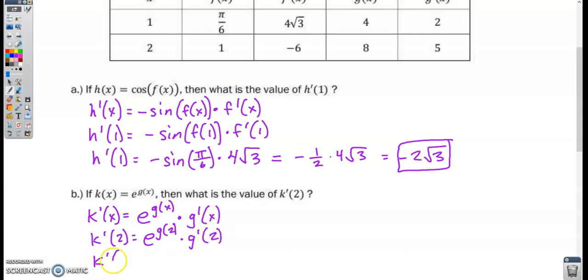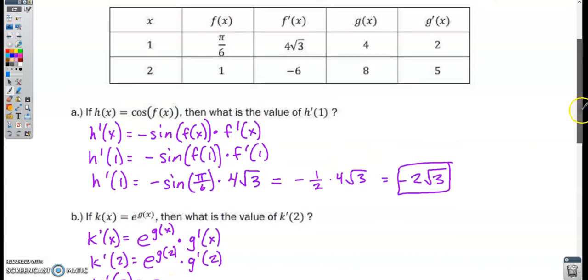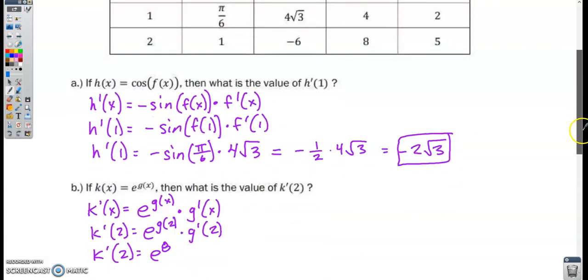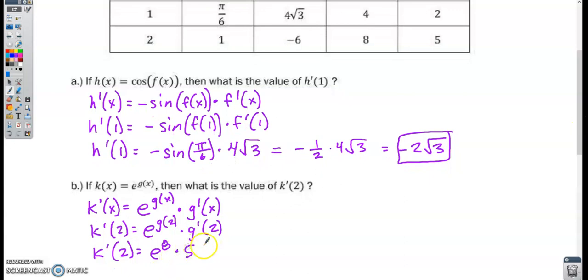And now I can look both of those up in our table. g(2) is going to be 8. And g'(2) is going to be 5. And so k'(2) is equal to 5e to the 8th.